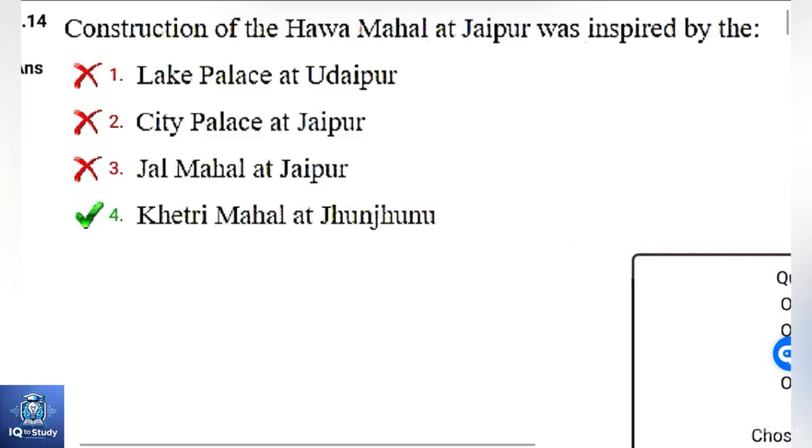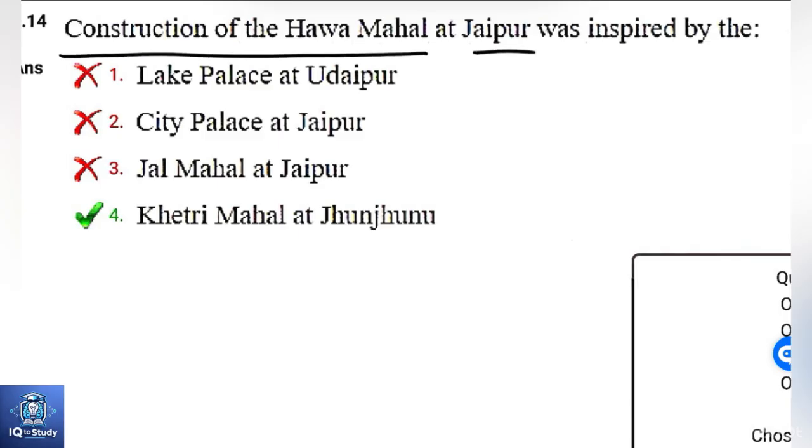Construction of Hawa Mahal at Jaipur was inspired by Khetri Mahal at Jhunjhunu. Khetri Mahal is also known as Wind Palace in Jhunjhunu. It is in Rajasthan.